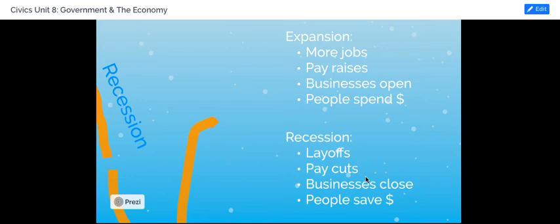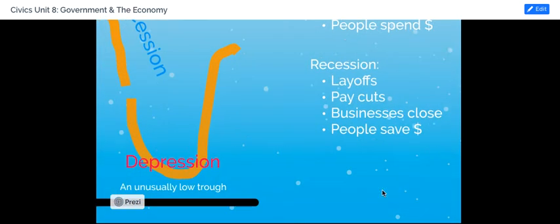All right, and during a recession, you might also receive a pay cut because if people have less money coming in, businesses are not receiving as much profit. They don't have as much money to pay the people that they do currently employ. All right, and businesses might decide to close because of this.